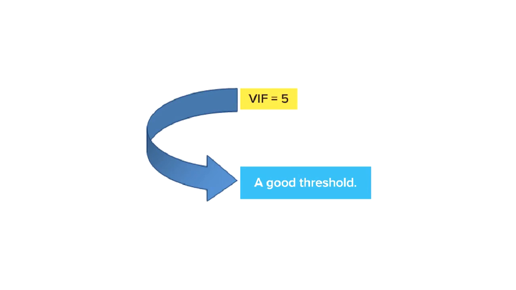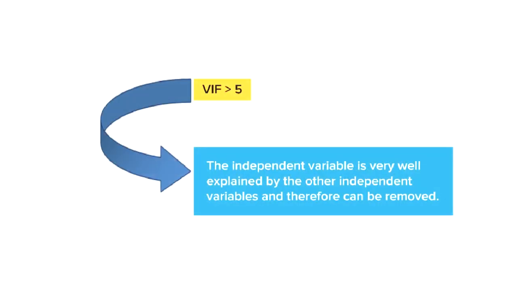Although the lower VIF value is considered ideal for any regression model, VIF of 5 is considered a good threshold. If an independent variable has a VIF value over 5, it is very well explained by the other independent variables and therefore it can be removed. We will see VIF in action during the implementation phase of the linear regression. So this was the fifth and the final assumption of linear regression. With this, we have covered all the assumptions of the linear regression and are now completely equipped with knowledge to implement the regression model.